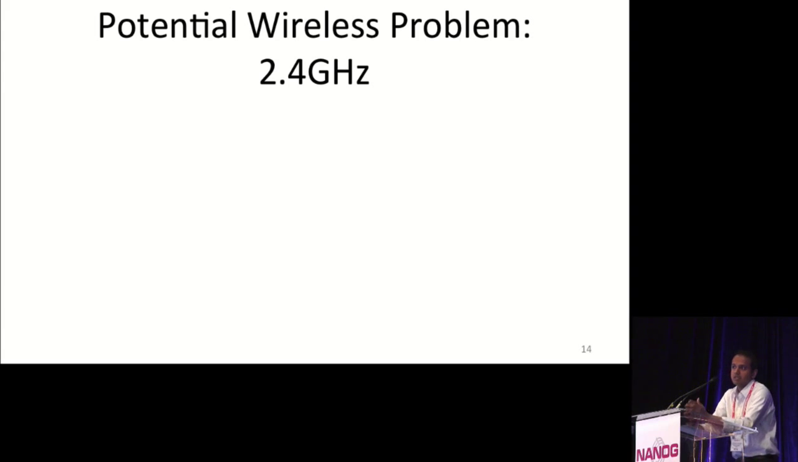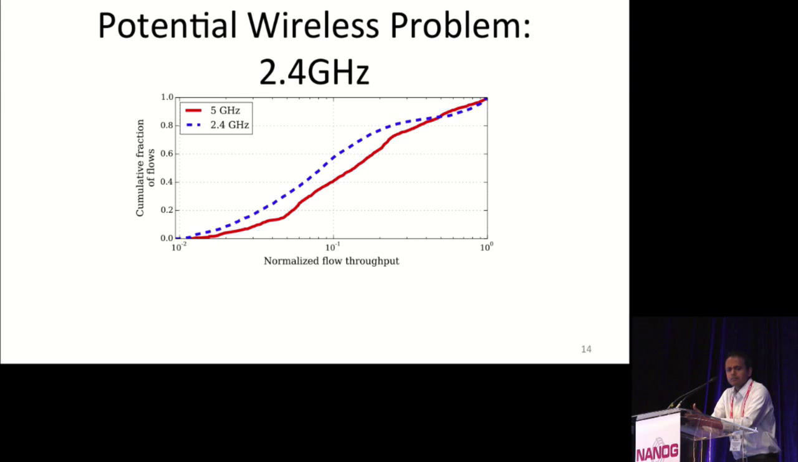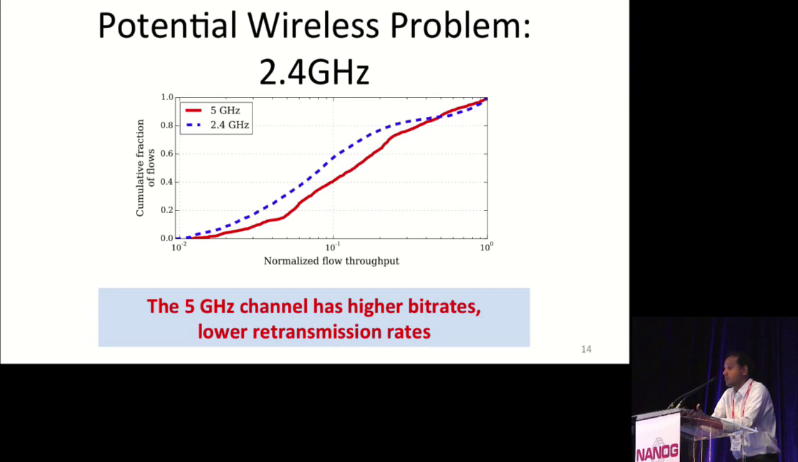So one of the potential reasons why this could be the case is 2.4 gigahertz. We couldn't really validate this in the FCC deployment, but we were able to validate this in the pilot Bismarck deployment where we had both a 2.4 and a 5 gigahertz radio on the same device. And we saw that devices that used 5 gigahertz consistently got higher throughput than devices that use 2.4 gigahertz. When we looked into the wireless frames, we also saw that the 5 gigahertz channel has consistently higher bit rates and also lower retransmission rates.